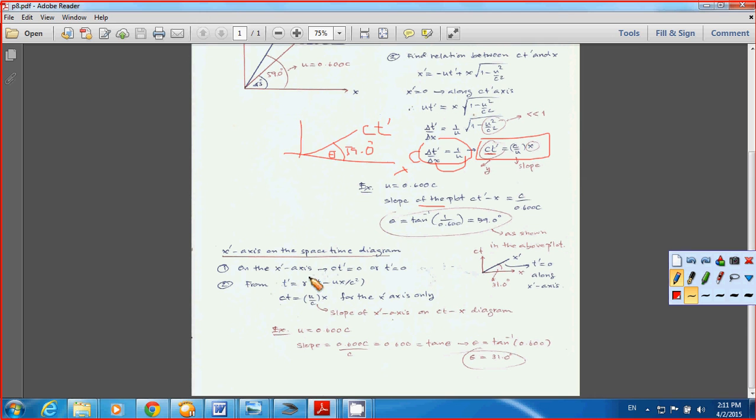Okay, so I will try to explain more in the next YouTube video about what's going on here. Let's take this one on the x axis, ct prime equal to 0 or t prime equal to 0. From t prime equal to, this is the Lorentz time transformation, and you have a slope here u over c, and I just figured out that theta equals 31.0. So it's not so difficult for you to understand here.